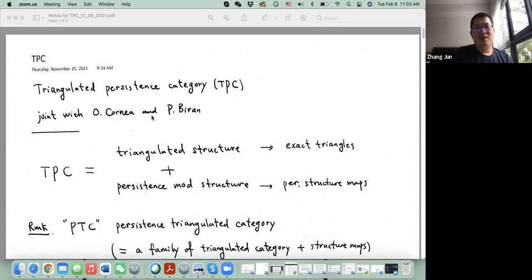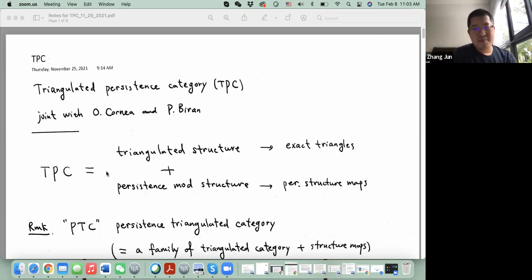So the talk today is about the TPC. It's called Triangulated Persistence Category. It's based on joint work with Biran and Octav Cornea. We have been playing with this for the past 1 or 2 years.